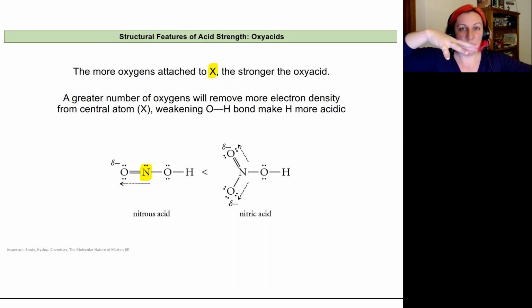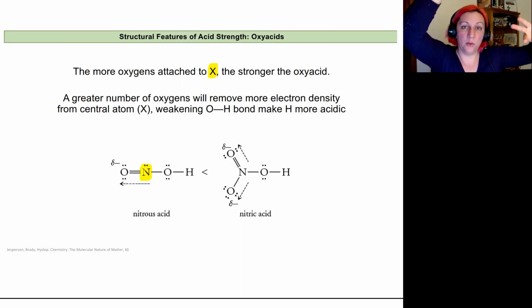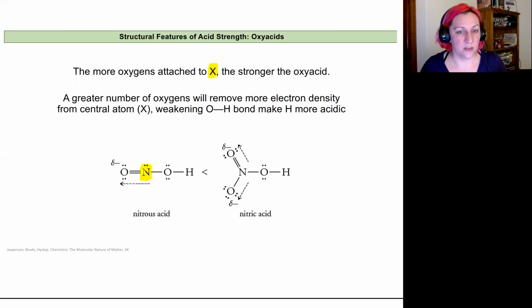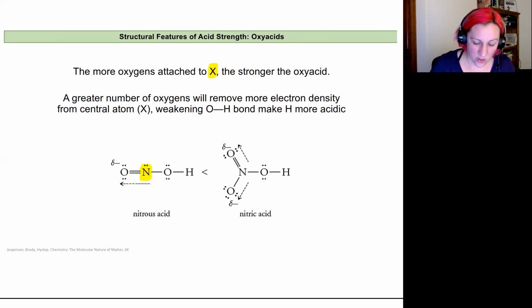And so there's going to be even more pulling of electron density through the molecule away from that hydrogen atom, which is just going to make it more partially positive. And the more partially positive that atom is, the easier it is for it to dissociate, to be donated, to transfer to another molecule. And so, as we see an increase in the number of oxygens bonded to the X atom, the more acidic we see our hydrogen. So, in this case, comparing nitrous and nitric acid, we have more oxygen atoms bonded to that nitrogen, and so our nitric acid is going to be more acidic.